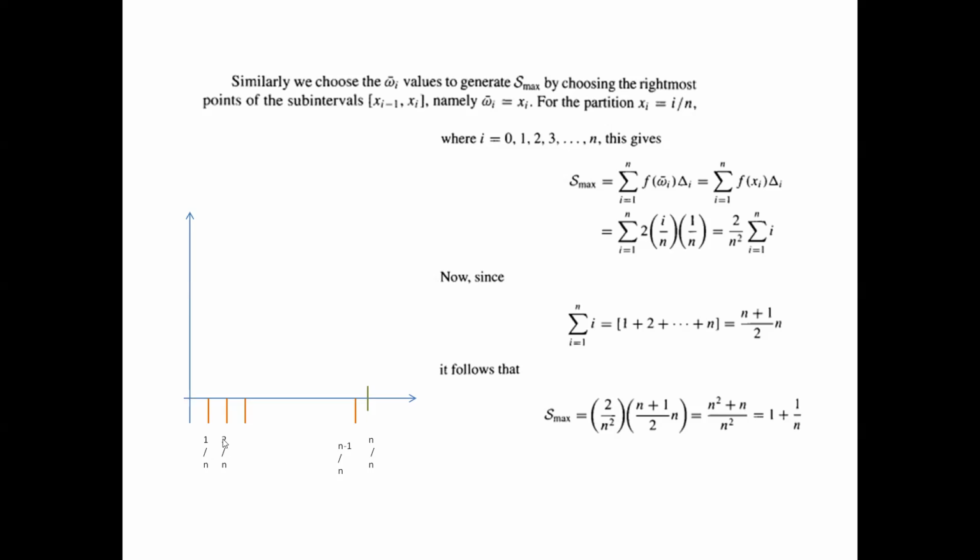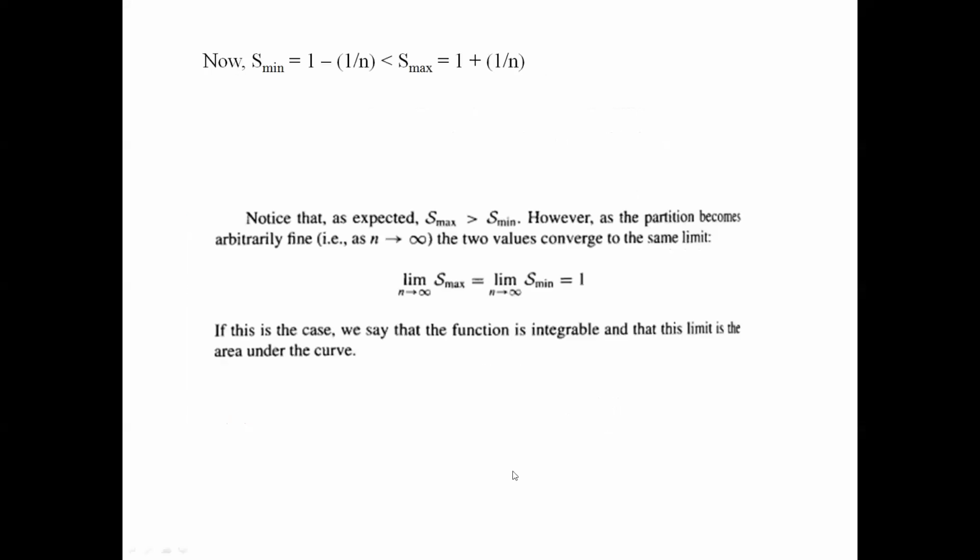So again, you can check over here. So S min is equal to 1 minus 1 by n. S max is 1 plus 1 by n. So obviously S min will be less than S max.